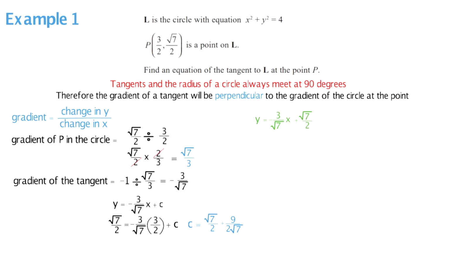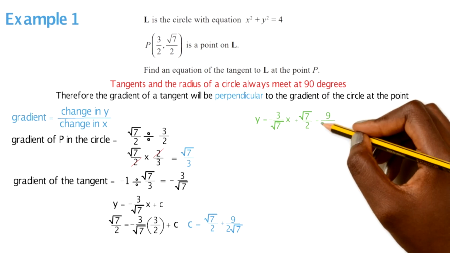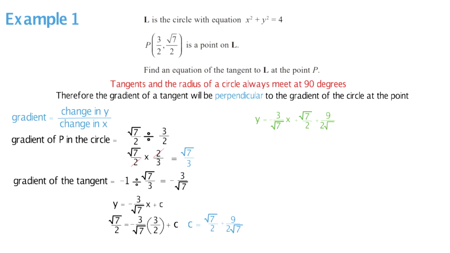So the key things to remember here is that whenever you have equations of a circle and you have a tangent meeting, remember that tangents have a perpendicular gradient and tangents are a straight line. So you are using your y equals mx plus c principle as well.